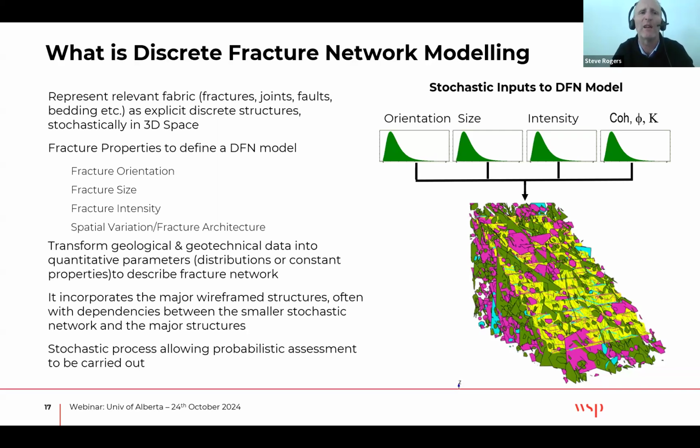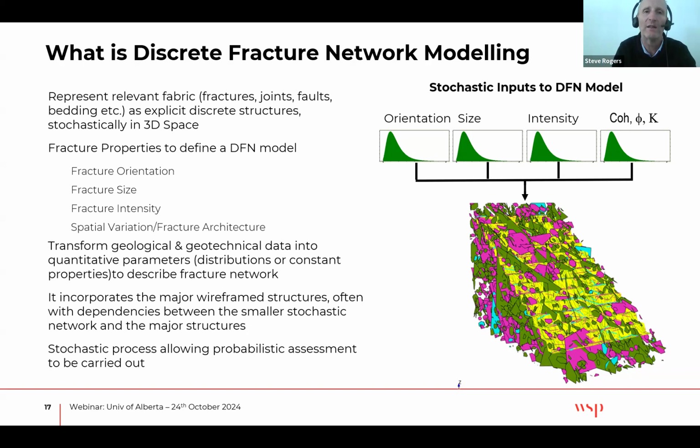The idea is we're going to explicitly represent the structures that need to be put into a model in 3D space. And of course, it's important to understand when I say the structures that need to be modeled, you could build a DFN model of a 1 meter cube of rock, of a piece of core if you wanted to, or of a 1 kilometer deep pit. And clearly you've got to pick the scale you're going to work at. It's primarily a stochastic method.